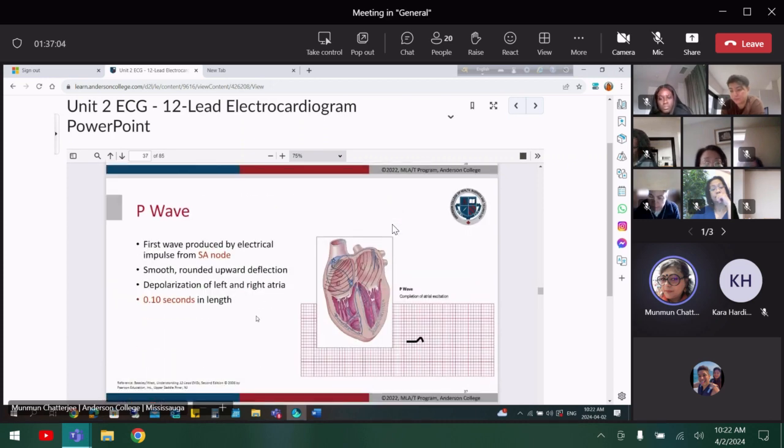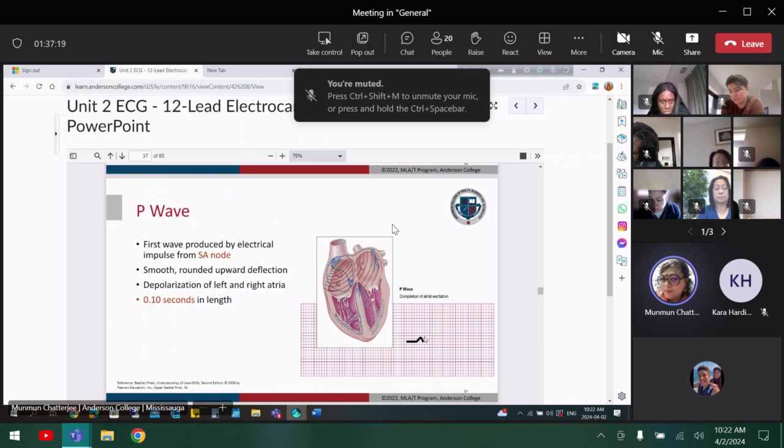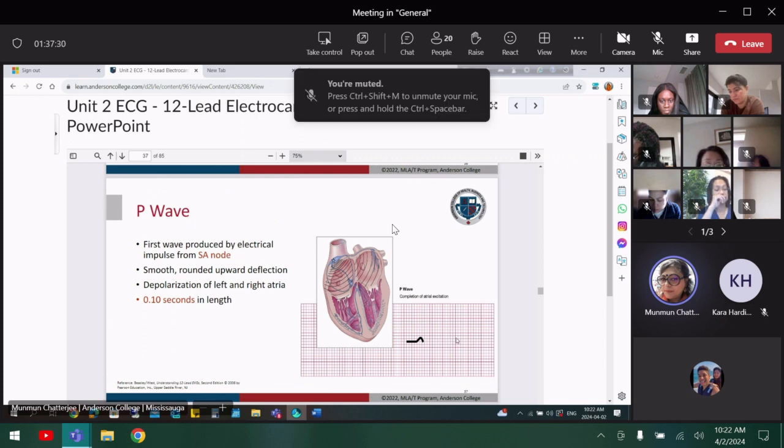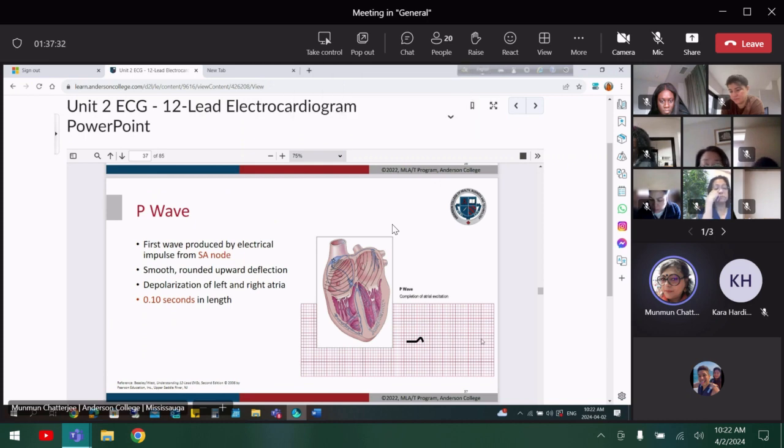Okay, so the first wave produced by the electrical impulse from the SA node is the P wave. It's a smooth, rounded, upward deflection. What causes it? It is caused by the depolarization of the left and right atria. So the P wave is equal to depolarization of the left and right atria.